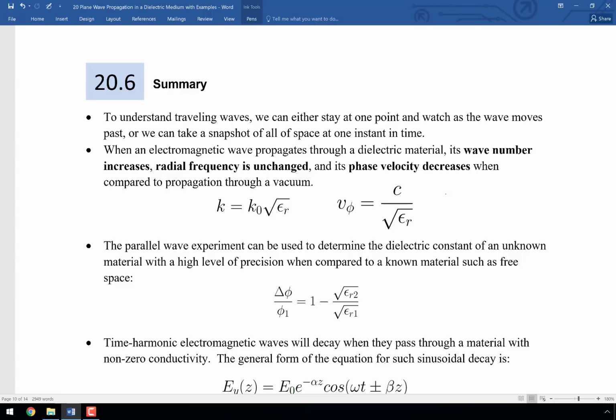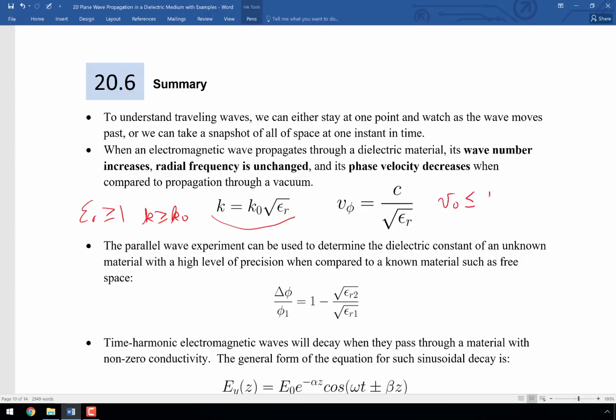When an electromagnetic wave propagates through a dielectric, its wave number increases, its radio frequency is unchanged, and its phase velocity decreases. So you can see here why the wave number increases, because epsilon r is greater than or equal to 1. So therefore k must be greater than or equal to k sub 0, and then v sub phi must be less than or equal to c.